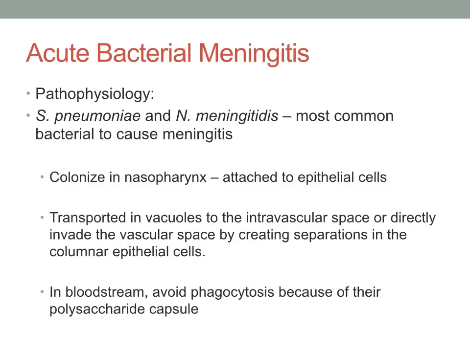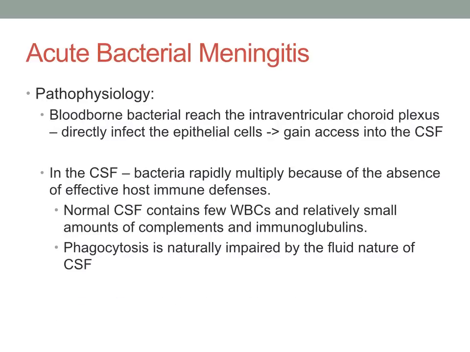Strep pneumo can cause pneumonia, sinusitis, otitis media, or even strep throat, and we can take antibiotics and have that fixed. Where we have to be careful is when these organisms get out of control or get into the central nervous system. That's when we run into trouble. So the bloodborne bacteria reaches the intraventricular choroid plexus. So that's inside the brain. This is where your CSF is made.